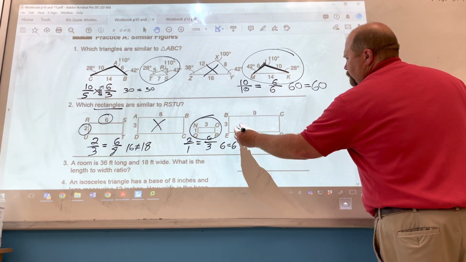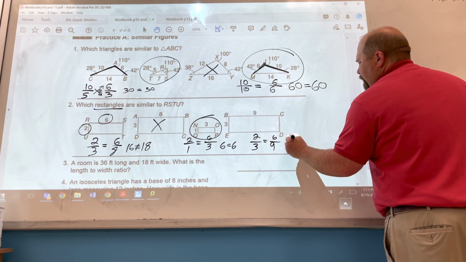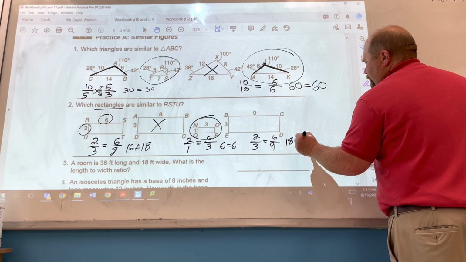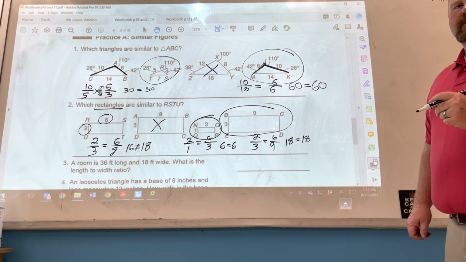2 and 6 matches up with 3 and 9. 2 times 9, 18. 3 times 6, 18. That's also a similar triangle. Say it again, similar rectangle.